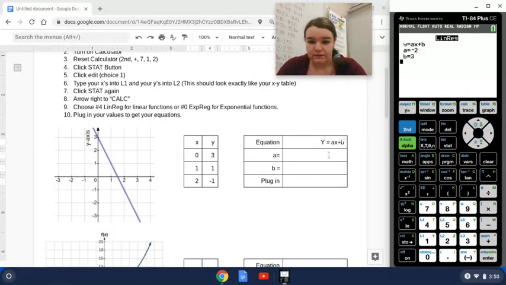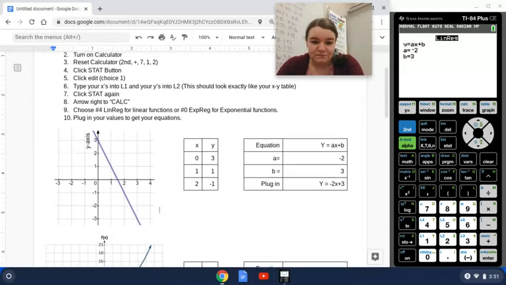And we have y equals ax plus b. I wrote that there. Our a is negative 2, and our b value is positive 3. So then when I plug this into y equals ax plus b, I get y equals negative 2x plus 3. Just plug it right in. And that's all you have to do to find the equation of this line.